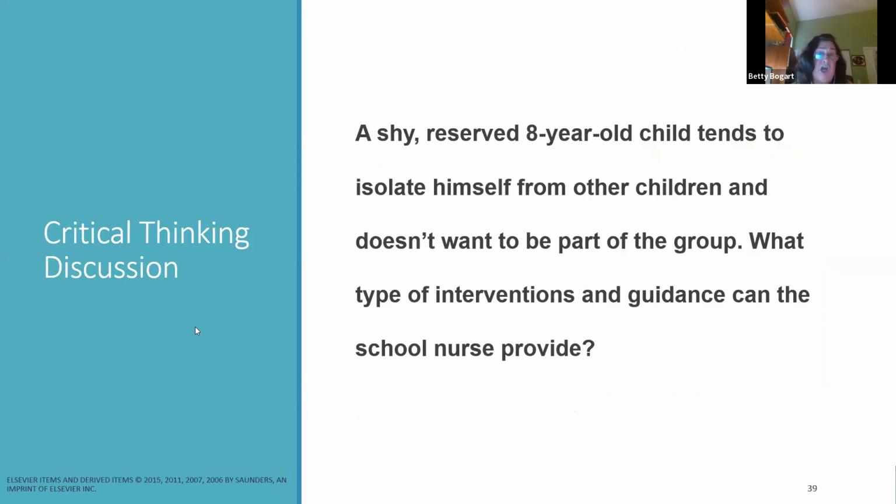So a shy, reserved 8-year-old child tends to isolate himself from other children, doesn't want to be part of the group. What type of interventions and guidance can the school nurse provide? What do you think? Anybody?